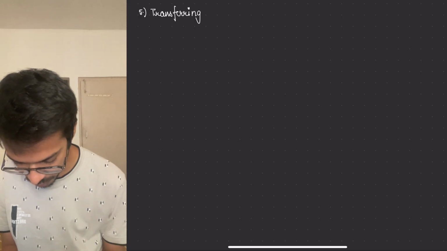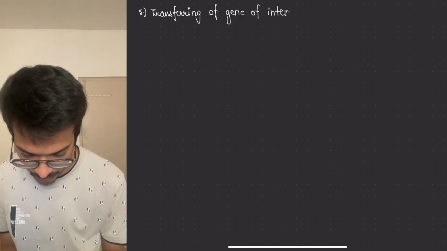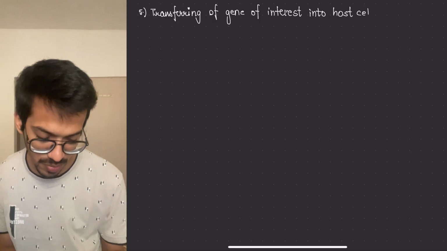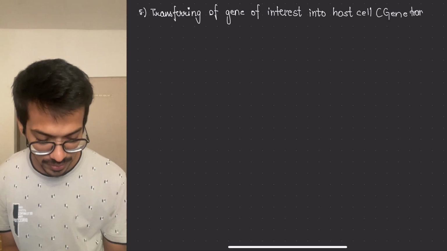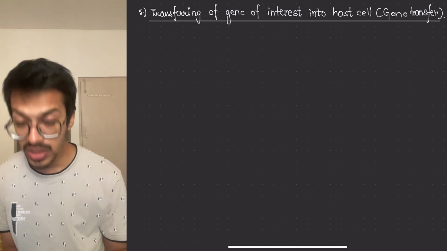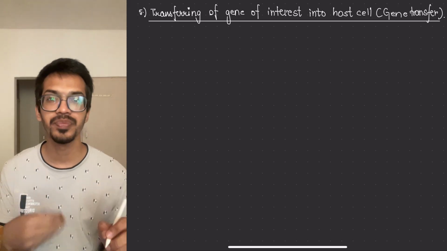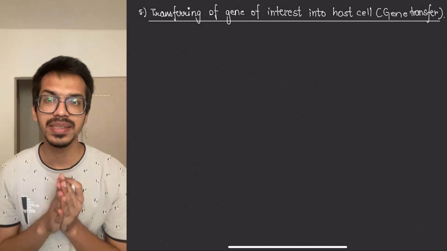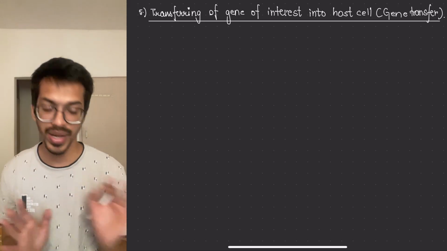Transferring of gene of interest into host cell, and this process is also called gene transfer. Now this could be achieved in 2 different ways. One is a direct method, another is an indirect method. The direct method is that we directly put the gene fragment inside the cell, or the other way is with the help of a vector. So one is vectorless, the other is a vector procedure.